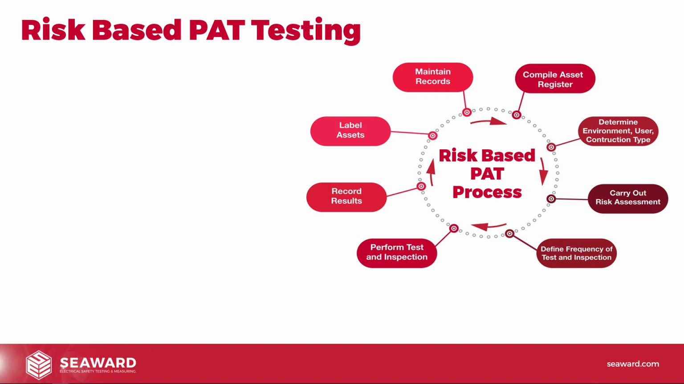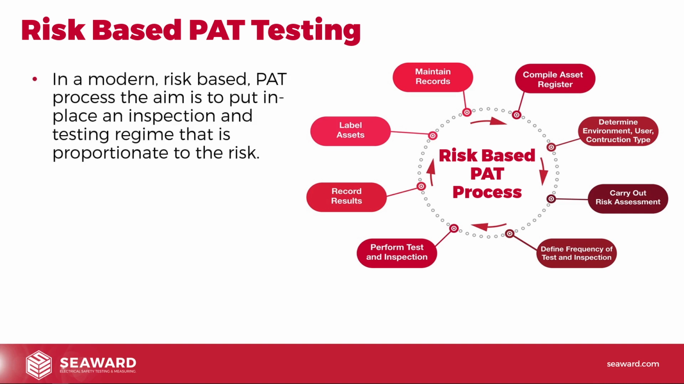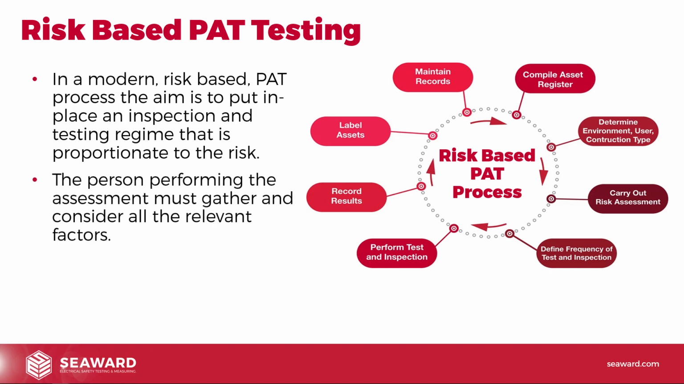So the aim with risk-based PAT testing is to test proportionate to the risk. In a modern risk-based PAT process, the aim is to put in place an inspection and testing regime that is proportionate to the risk. The person performing the assessment must gather and consider all the relevant factors. And you can see in this process on the right-hand side that what we're actually doing is compiling the asset register, getting a list of everything. So we're going around spotting all the equipment, making sure we've included the battery powered equipment, the fixed equipment, the three-phase equipment, all of those things.